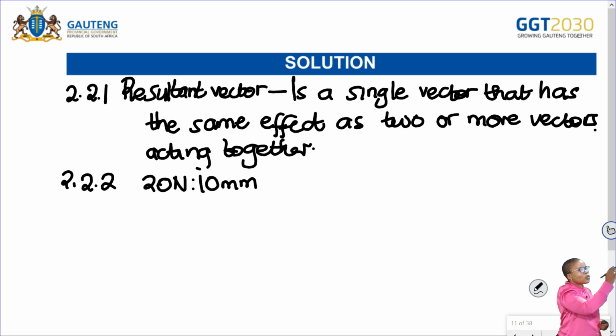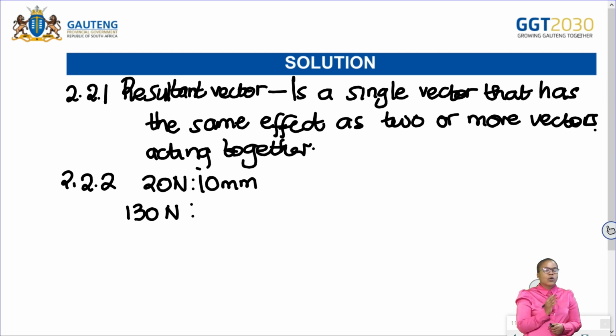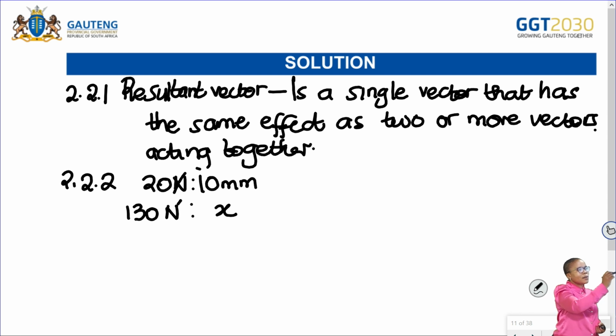So we have 130 newtons, and we're trying to find out, in millimeters, the magnitude of this force that we're going to draw. I put an X over there because that is what you're trying to find. Because these units are the same, they cancel each other out. Now you are going to do a cross multiplication.